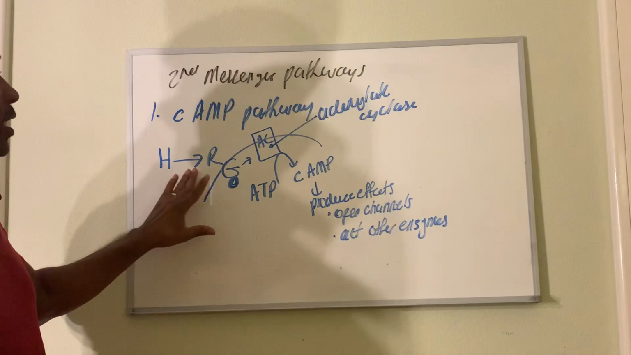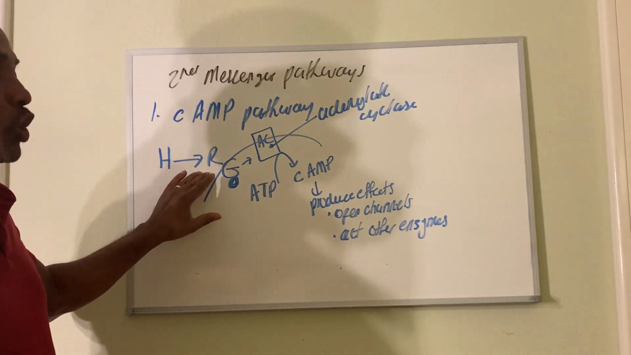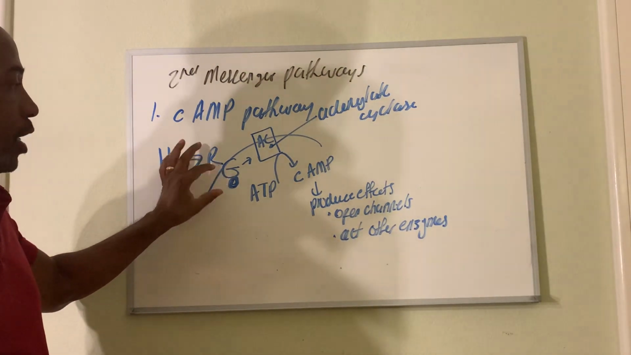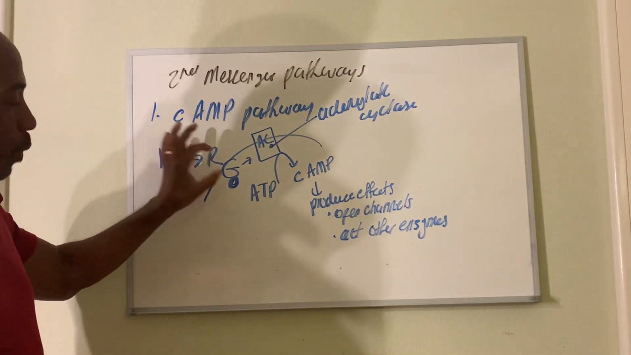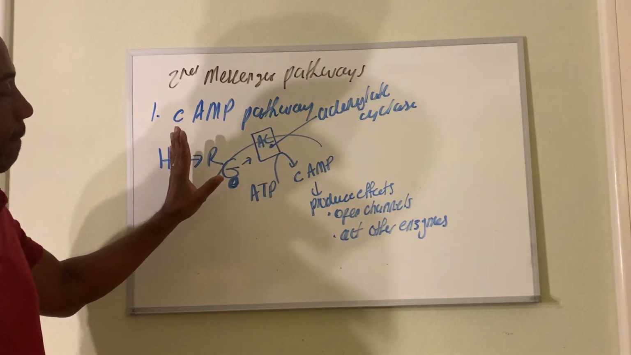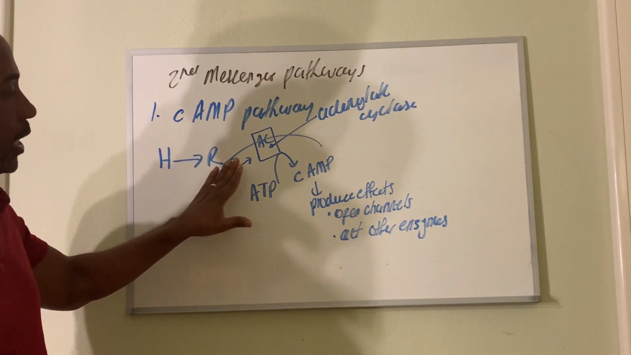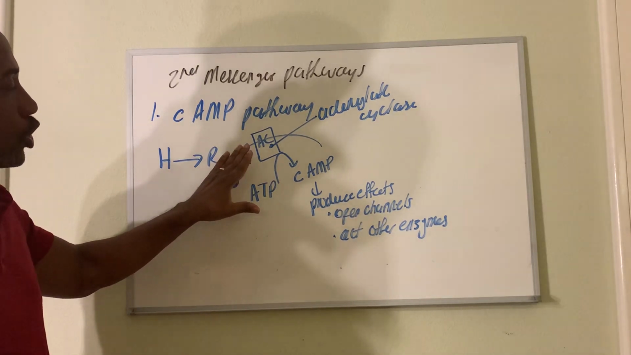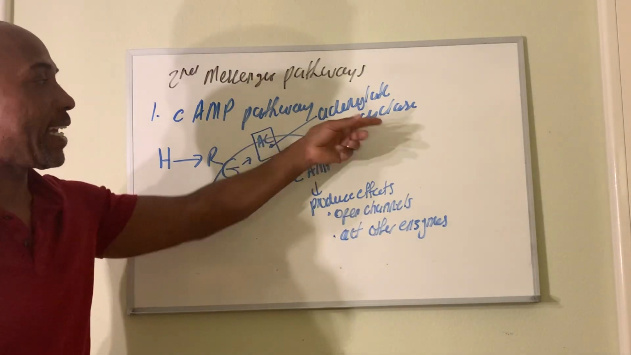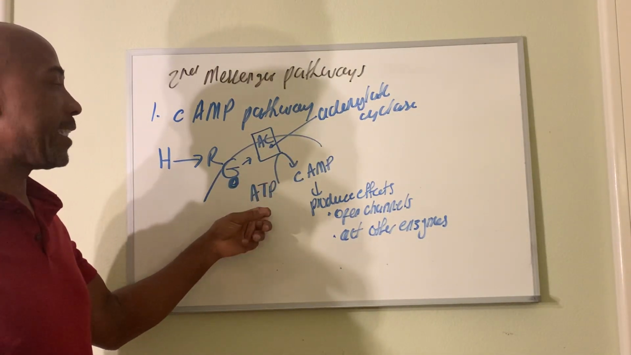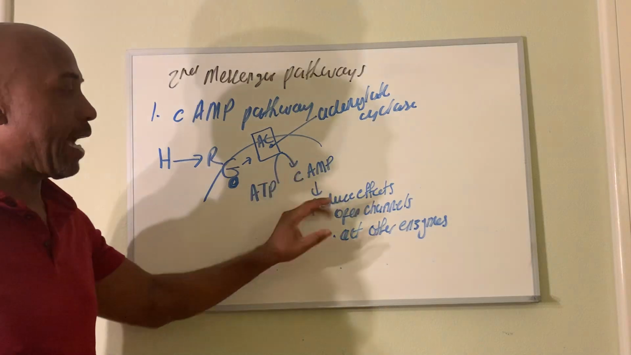Hormone binds to receptor, turns on a G protein inside the cell. Usually it's a protein inside the cell membrane. Then that G protein will always next activate an enzyme. In this case, the enzyme is called adenylate cyclase, which then converts ATP to cAMP, and then cAMP produces the effects.